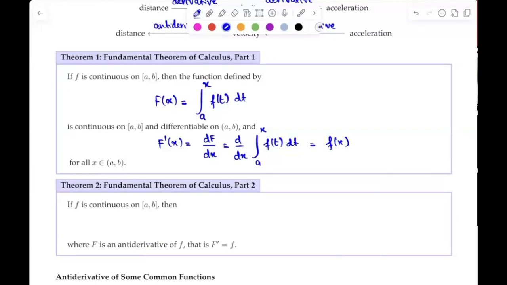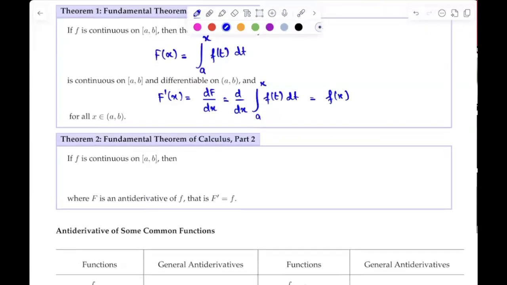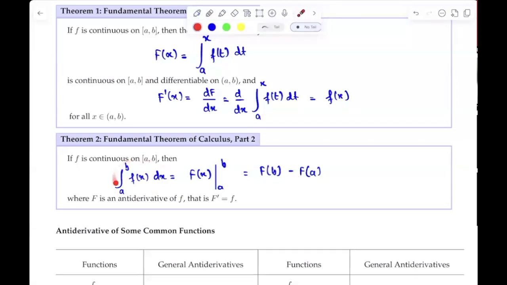So again, if little f is a continuous function, then the integral from a to b of f of x dx is equal to the antiderivative capital F of x evaluated at a and b. This is calculated using capital F of b minus capital F of a, where capital F is the antiderivative of f. So, F prime is equal to f. Even though it doesn't really show that connection between derivative and antiderivative, it gets hidden inside this little f, that is little f equals capital F prime.